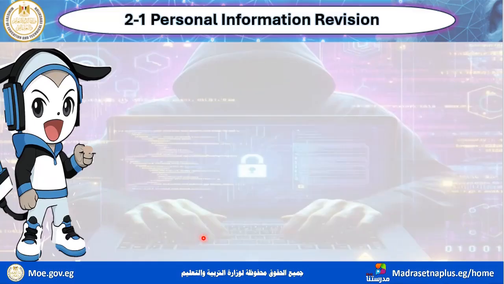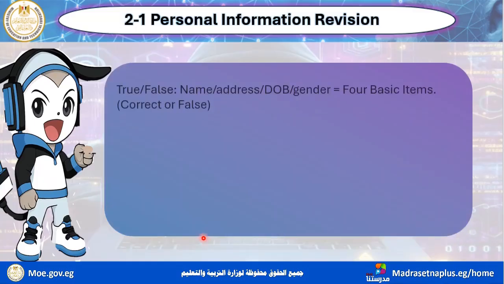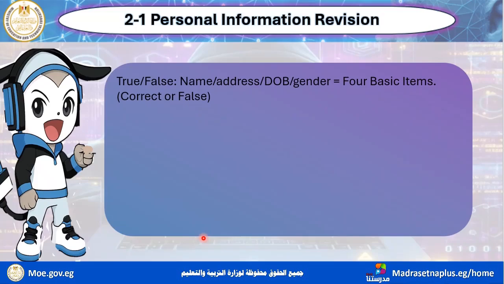Okay, true or false? Name, address, DOB, or gender. DOB, date of birth, or gender. They are the four basic items. So, is it correct or false? And it's correct, as we already saw before.